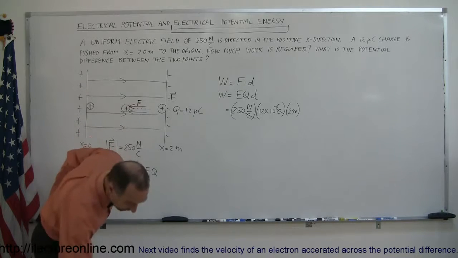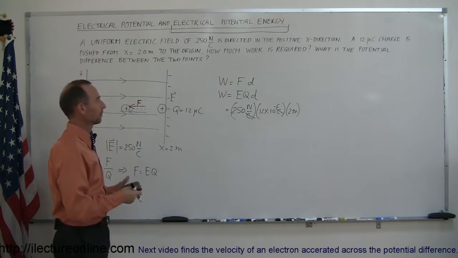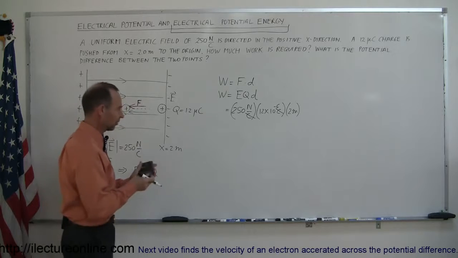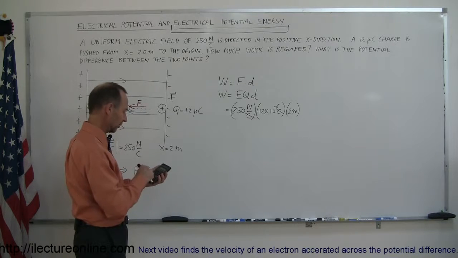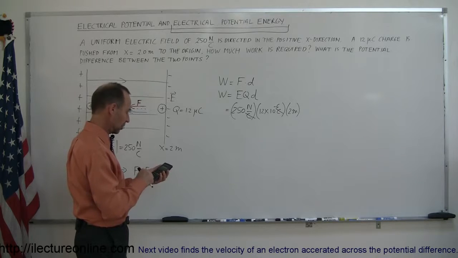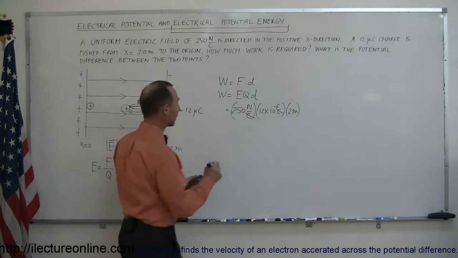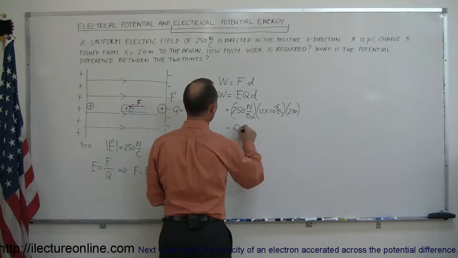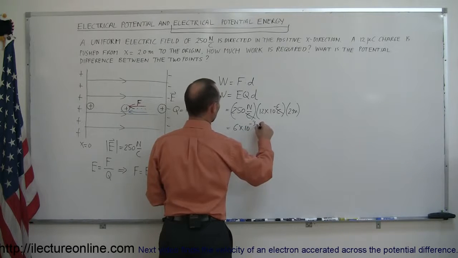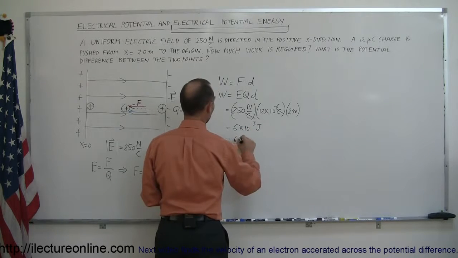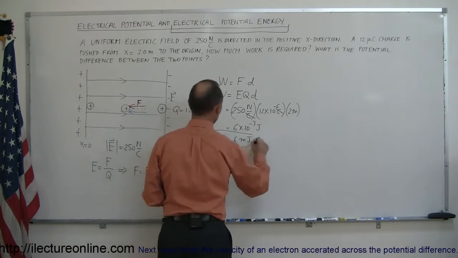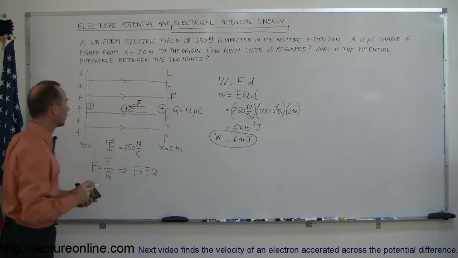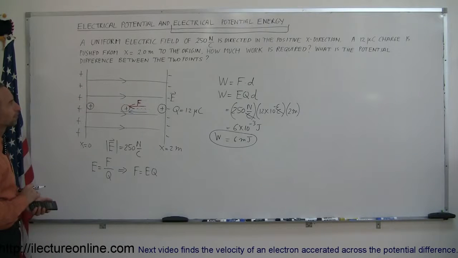We now grab our calculator. And let's see how much that is. So we have 250 times 12e to the minus 6 times 2, and we have 6 times 10 to the minus 3. This is equal to 6 times 10 to the minus 3 joules, or 6 millijoules. And that's the amount of work required to push that charge across the 2 meters through that electric field.